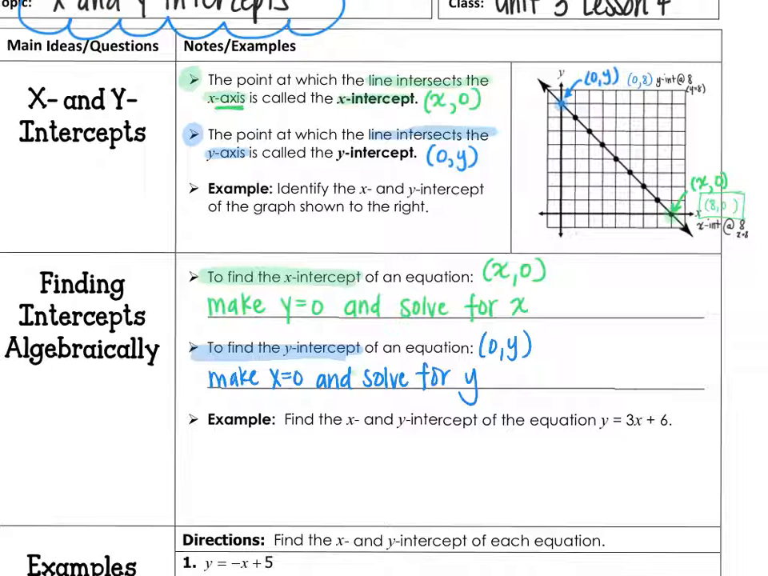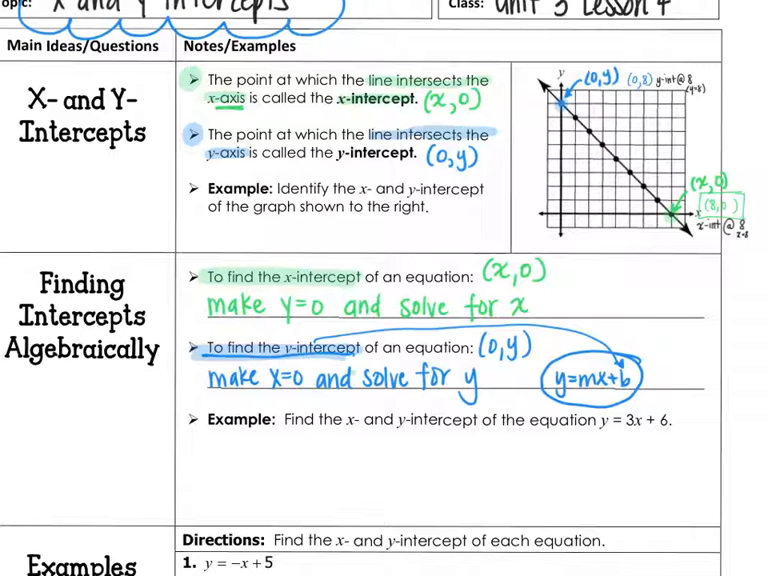Okay. You also can find the y-intercept easily if your equation is in slope-intercept form. So that's another trick. If your equation is in slope-intercept form, your y-intercept is b. But if your equation is in standard form or any other form, because there's another form coming up later, then you need to follow this format.